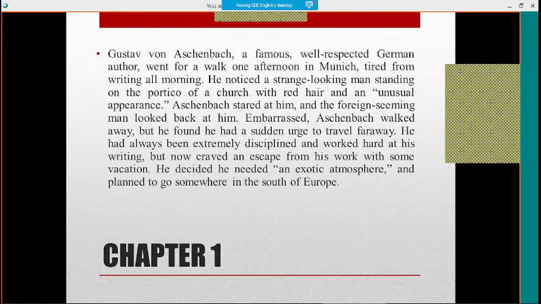He was standing on the portico of a church, the Byzantine mortuary chapel, where things about the afterlife were written. He had red hair and an unusual appearance. And suddenly this man was looking at him very strangely. He had a grimace in his face, and he was displaying his long white teeth and also gums. And Aschenbach suddenly realizes that this man is looking at him very aggressively.